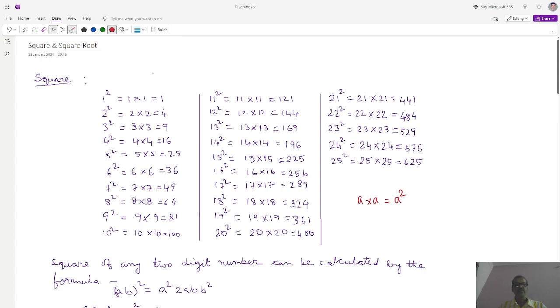To solve many problems, we have to remember the square values of numbers from 1 to 25. It will be very helpful to solve different problems at greater speed, particularly for competitive exams. All aspirants should memorize the squares of numbers from 1 to 25.